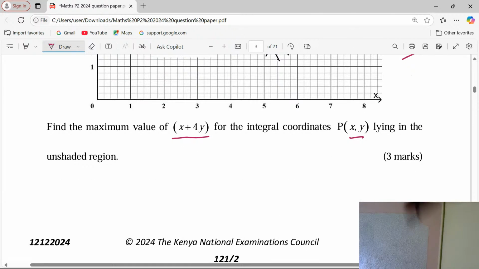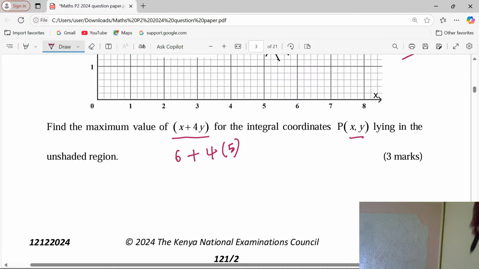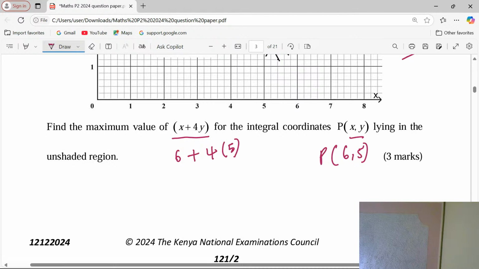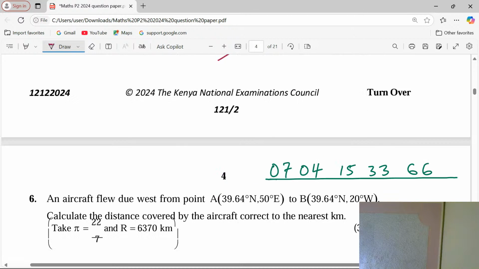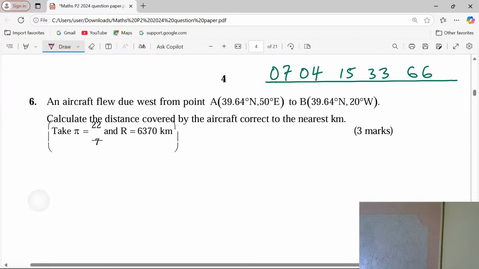Now we get to the maximum value, (6, 5), where we need x, which is 6, plus 4 times the value of y, which is 5. So when we feed the coordinates of P as (6, 5) into this expression, we need x, which is 6, plus 4 multiplied by y, which is 5. So this will be 6 plus 20, giving us exactly 26.